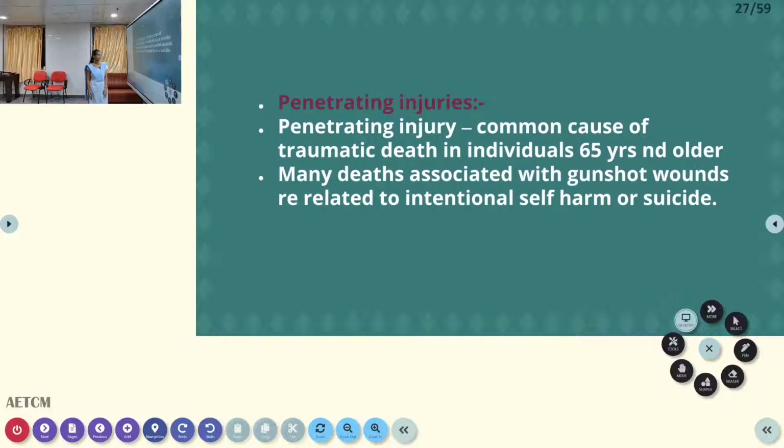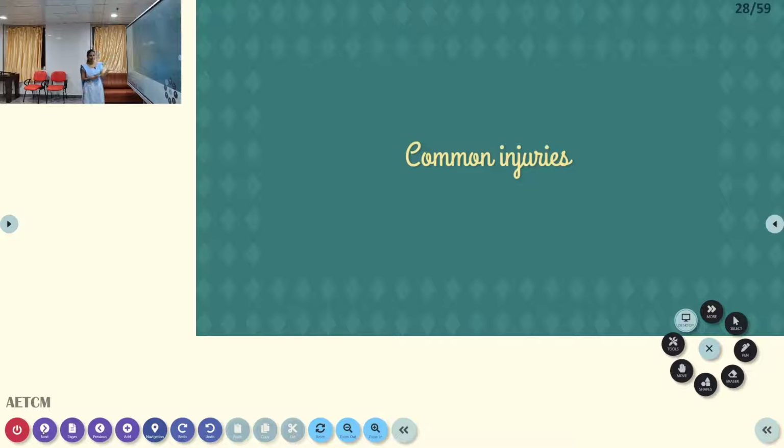So the next mechanism is penetrating injury. Penetrating injury is one of the causes of traumatic death in the geriatric population. Many deaths are associated with gunshot wounds related to intentional self-harm or suicide. So these are all the mechanisms of injury.